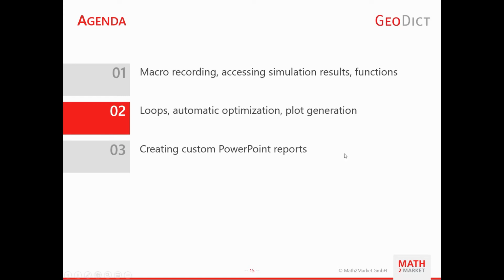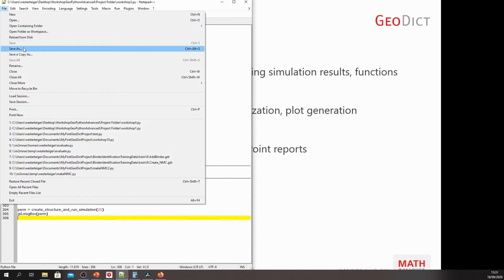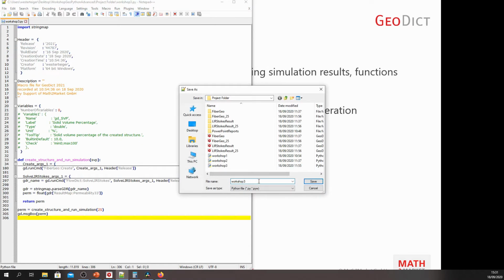Now to begin, let's go back to Notepad++, where we had our file workshop3.py. If it's not open, open it again. And first thing we want to do is save this as, file save as, workshop4.py.